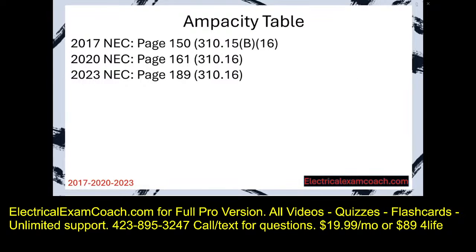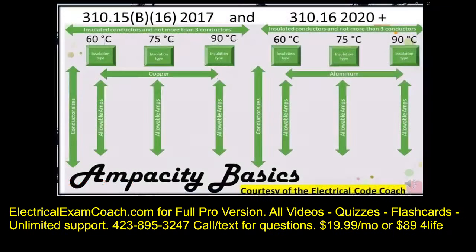If you're in the 2017, it's table 310.15(B)(16). And in the 2020 and later, it's table 310.16. Same information, new name. If you're in a softbound NEC, these should be your page numbers, depending on what print of the NEC you have, whether you got the first round or second round print, but this will get you close enough. The most important thing is read the title of the table and make sure that it matches the actual table number.